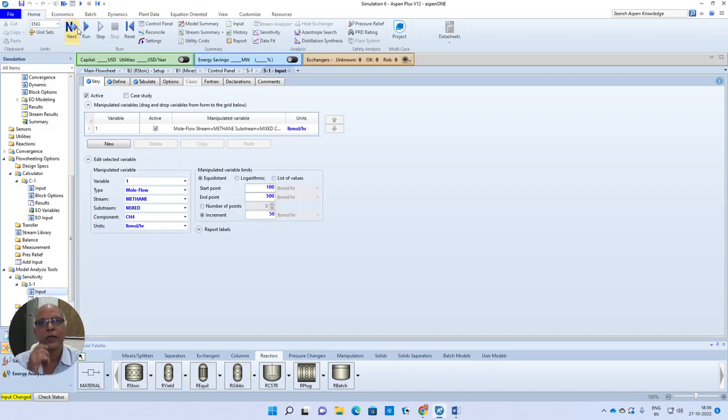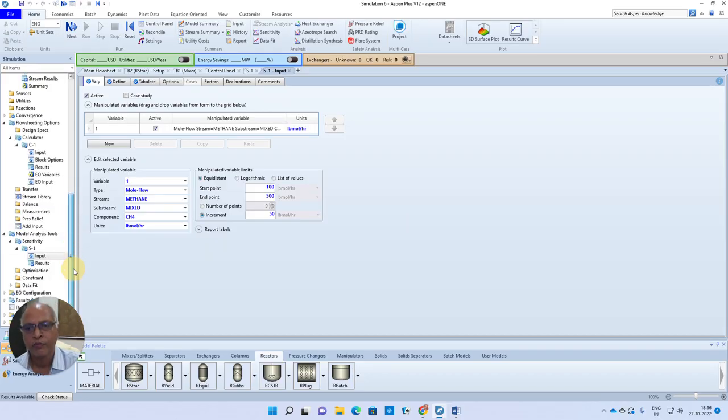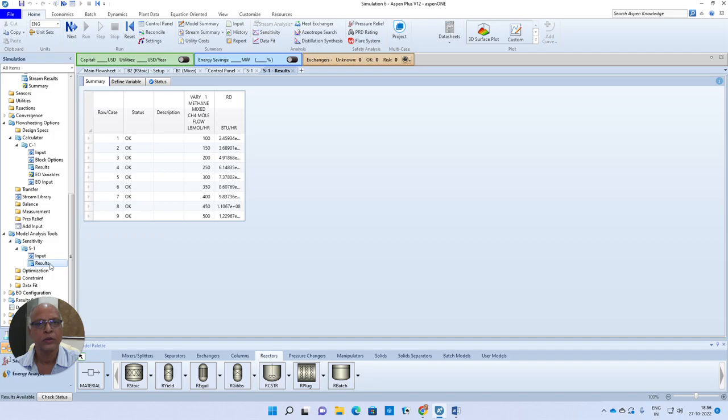Right. Now let us run this problem. Now you can see the results. Of course, it is in BTU per hour. So the heat duty is now reported as you keep on increasing the flow rate of methane. The flow rate of water is also going to change, which is going to be 4 times this flow rate.